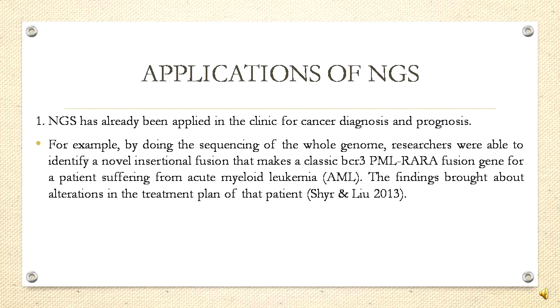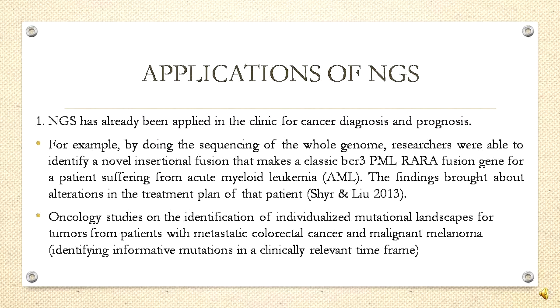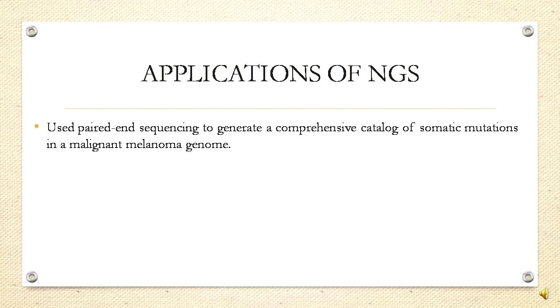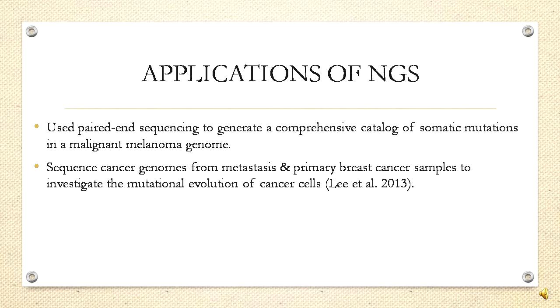Another example would be in oncology studies, whereby NGS is used to identify informative mutations in a clinically relevant time frame. With this approach, identifications can be made on a specific and individualized mutational landscape, or the observation of cancer evolution, for patients suffering from metastatic colorectal cancer and malignant melanoma. A third example is using paired-end sequencing to generate a comprehensive catalog of somatic mutations in a malignant melanoma genome. And the last example is sequencing cancer genomes from metastasis and primary breast cancer samples to investigate the mutational evolution of cancer cells.